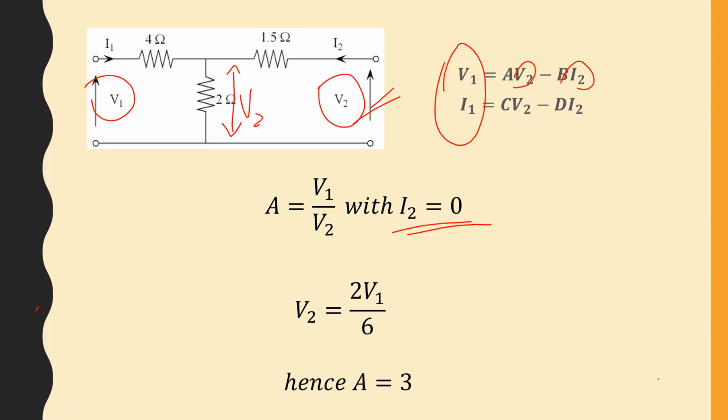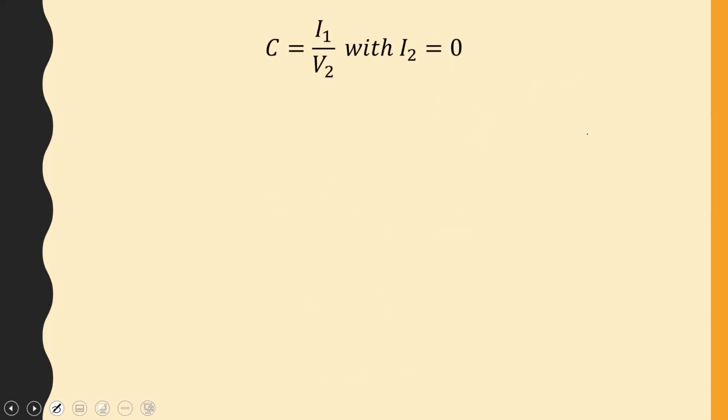Now, since I have the open circuit, I can go ahead and find C. Since I2 is 0, C would be equal to I1 over V2 with I2 being equal to 0.